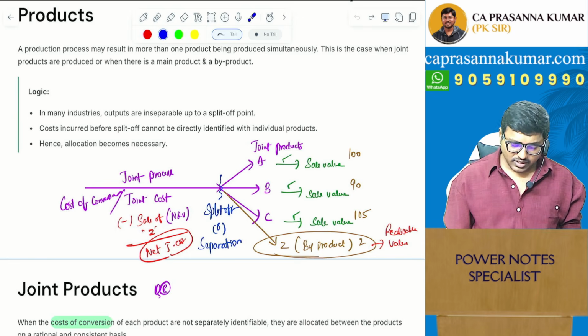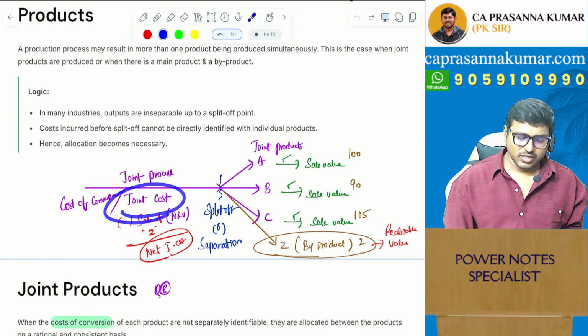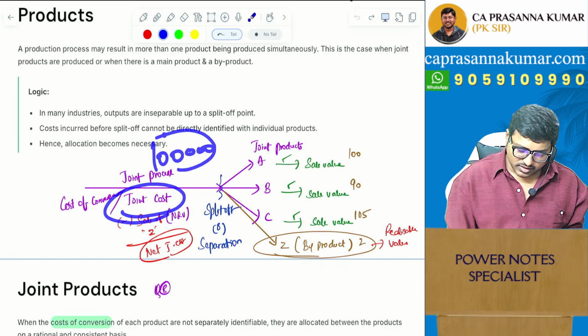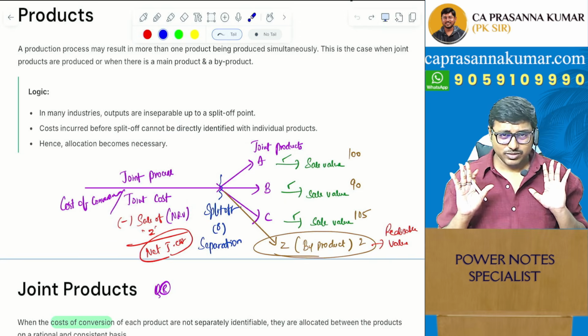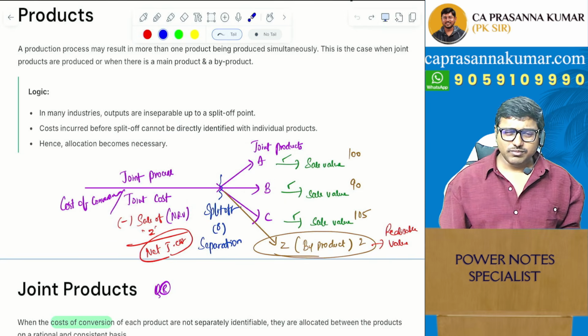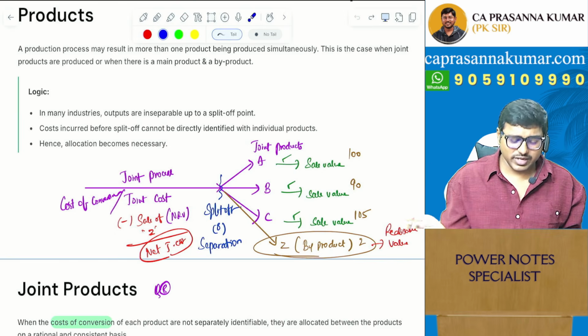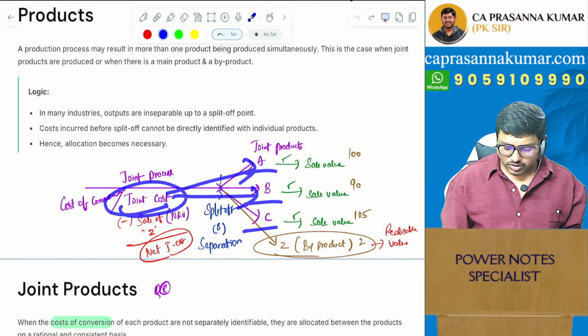Now, what is it that we are trying to learn here? Very simple. This joint cost, let's say it is 1 lakh. This 1 lakh, you have incurred together for products A, B, and C. How are you going to apportion it? That is what we are going to learn, because we need to value the inventory of these joint products. Normal inventory valuation is very easy. Here you need to value it because a single joint cost is incurred for all three joint products. Therefore, how to value the inventory?